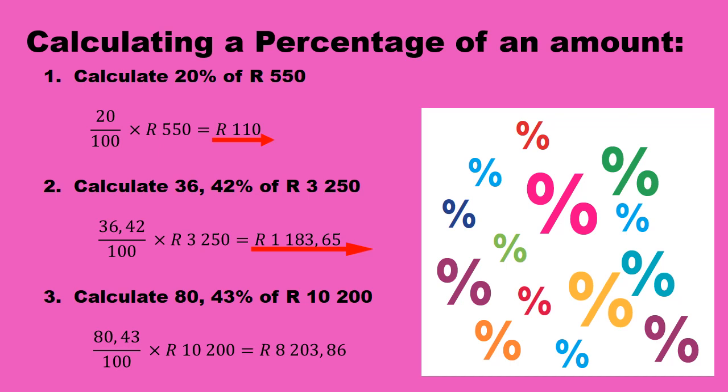We see it as 8 203, then we will see it as 8 whole rands, comma, and the decimals. So just something to note, how we do it differently to America. They make a dot, we make a comma to separate our whole numbers from our decimals.